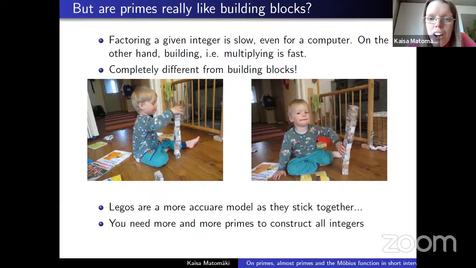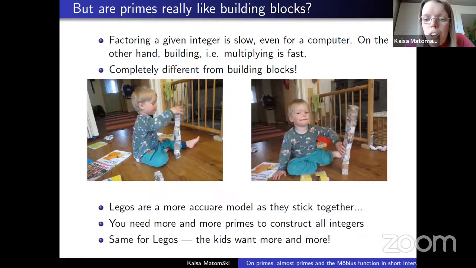And for the analogy, you need more and more primes to construct all the integers. When you get into bigger integers, finitely many primes are not enough. You always need more and more primes in order to construct all the integers. And it's the same for the Lego bricks. The kids always want more Lego bricks.